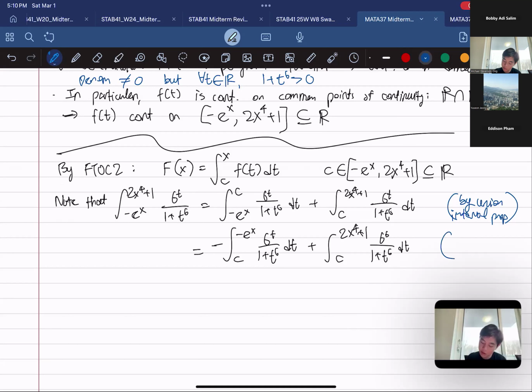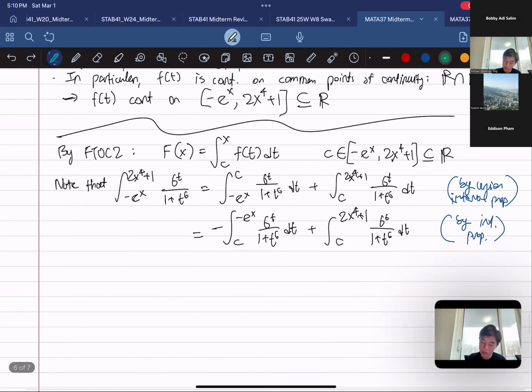By some integration property, I forgot. By some definite integral property or something, please write it properly. Now, if you recognize in here, we already have a good format that replicates our FTOC2 sentence. In that case, the function inside for the first component is negative e to the x, and for the second component, we have 2x to the power of 4 plus 1. So, we can write further like this.